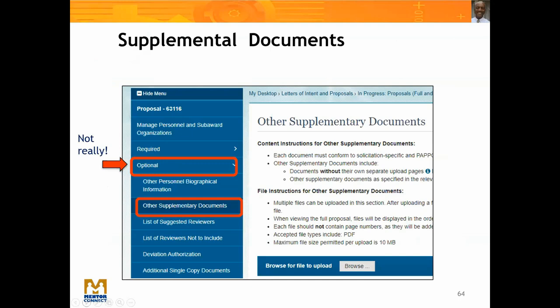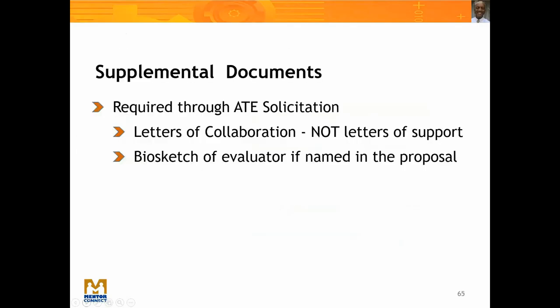And so those supplementary documents are listed as optional. They're not for the ATE program. They're definitely required. And so there are 2 required supplemental documents for ATE. So we have the letters of collaboration. Letters of collaboration are required throughout the ATE program solicitation.